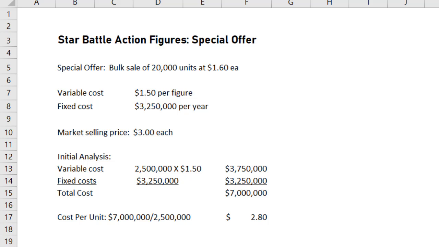But that's not what incremental analysis is all about. That's not a short-term or special offer situation. What we need to look at is a comparison between our two alternatives, which is to take this offer or not take this offer. They call that incremental analysis.